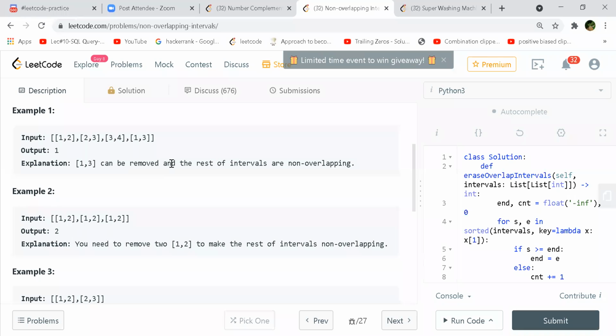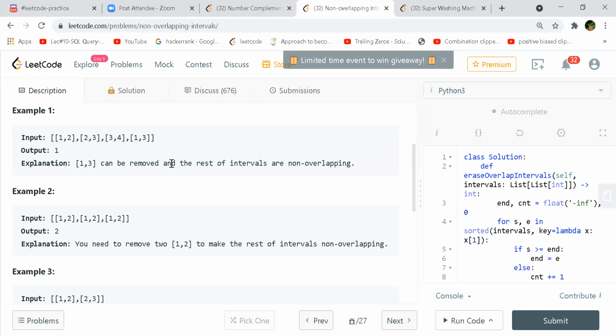Yeah, Shashank. End value, because if you sort it by the end value, you will get a bigger overlap. I mean, 1 3 was there. 1 3 will come first. Sorry, 1 2 will come first, then 1 3, then 2 3, and then 1 3. Right?